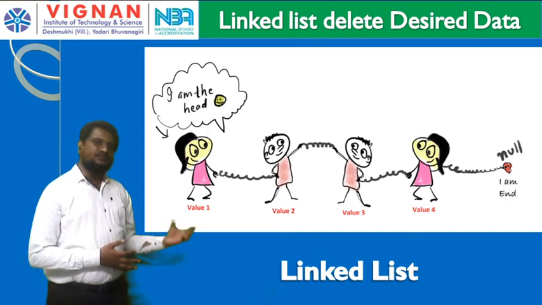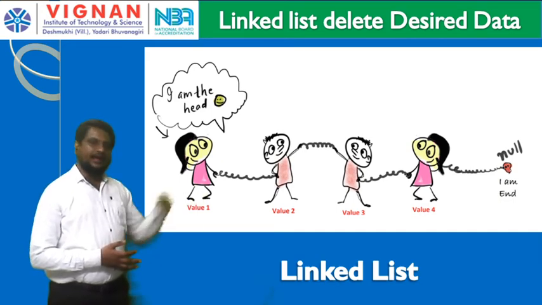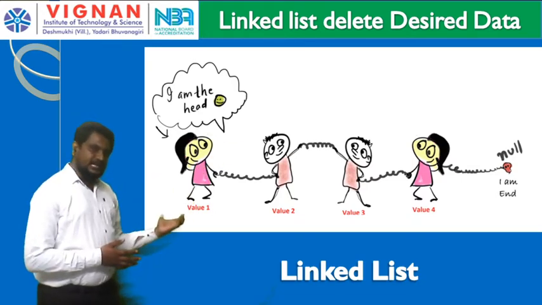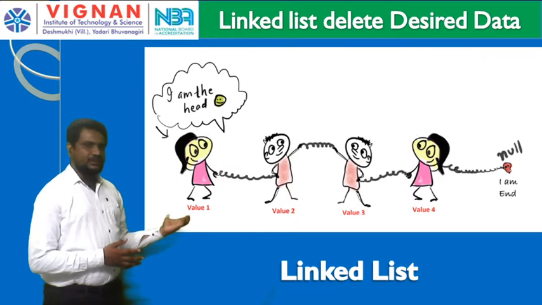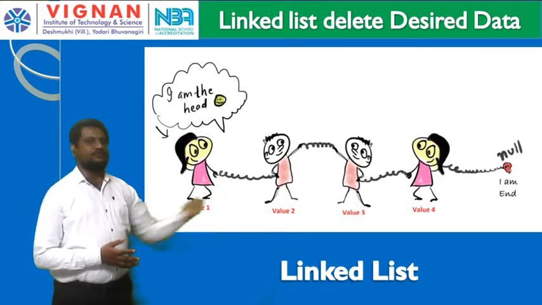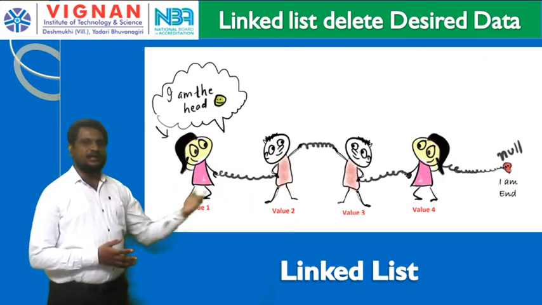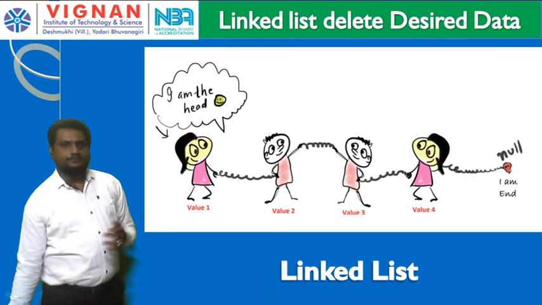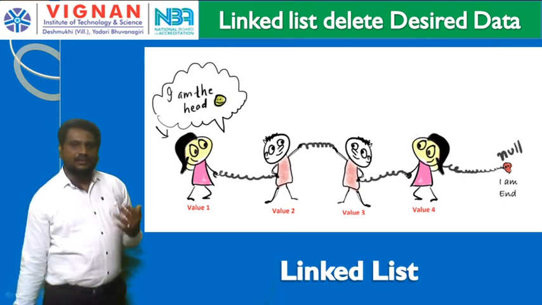Now value 1 I referred to as the head and value 4 refers to the null. So that means the linked list starts from value 1 and ends at value 4. Now I want to delete the data value 3.